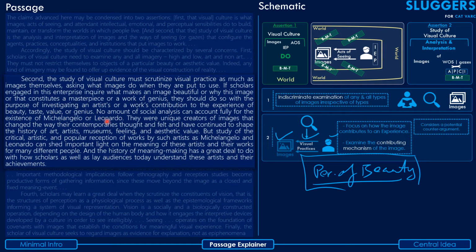Okay, now in light of this explanation, let's read this second sentence. He preemptively counters that counter argument. He says that no amount of social analysis with respect to the mechanism here can account fully, completely, for the existence of Michelangelo and Leonardo, for the existence of the kind of masterpieces that these people created. No amount of social analysis and focus on this mechanism can demonstrate the level of beauty and genius that these artists were able to demonstrate in their works, right?